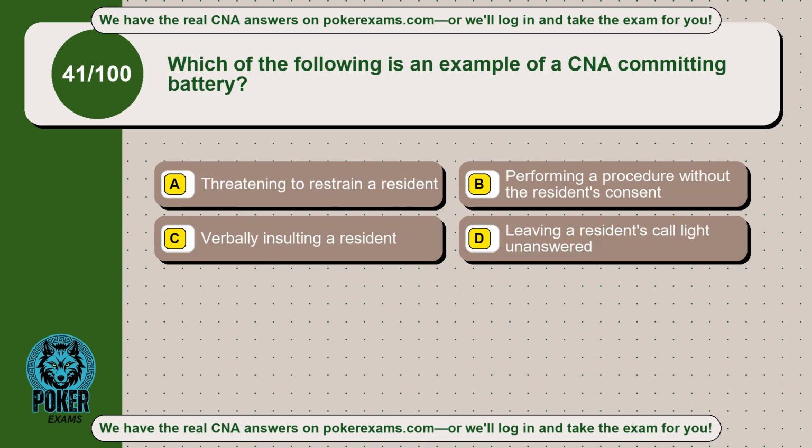Question 41. Which of the following is an example of a CNA committing battery? Option A. Threatening to restrain a resident. Option B. Performing a procedure without the resident's consent. Option C. Verbally insulting a resident. Option D. Leaving a resident's call light unanswered.